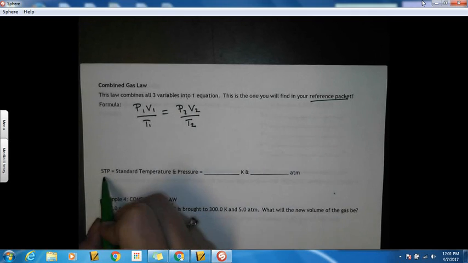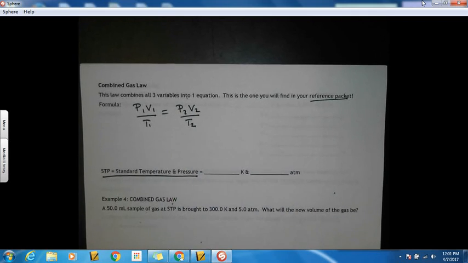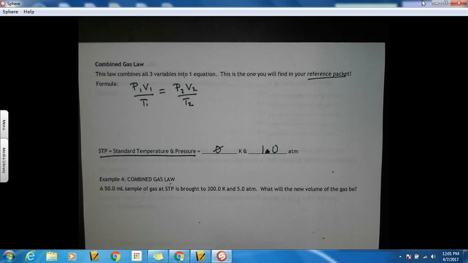Right, and also in your reference packet on the front page, you will find your STP, which we mentioned in the last unit, but here's where it becomes important, because STP is 273 Kelvin and 1 atmosphere. Okay. Alright, so let's look at a problem. If we have 50 milliliters of a sample of gas at STP is brought to 300 Kelvin and 5 atmospheres, what will be the new volume?